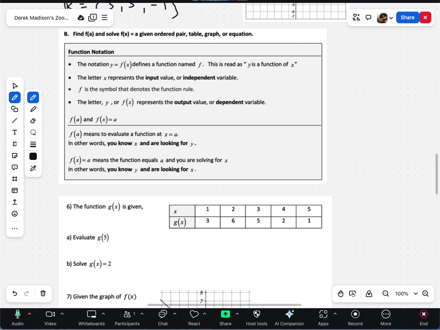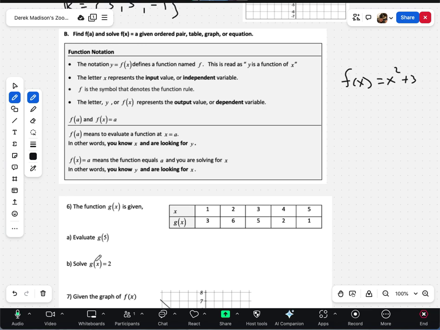So if I had something like f of x equals x squared plus 3, the function rule in this case would be that we have an input, we square it, and then we add 3 to it. So we take our input, square it, add 3 to it. That's what the f is representing. That's the rule that we're applying to that input. And then the letter y, or f of x, this side represents the output or the dependent variable. So x is our input, f of x is our output.